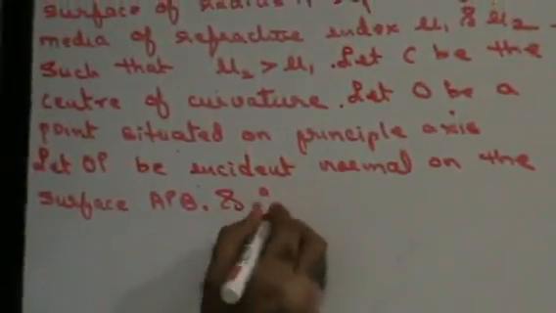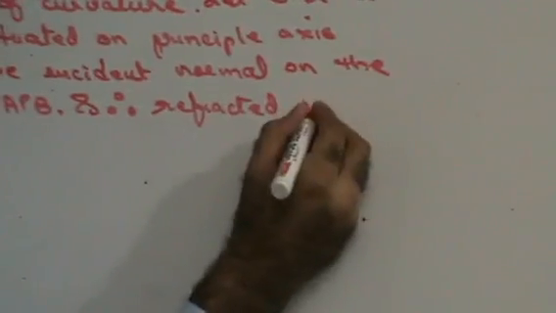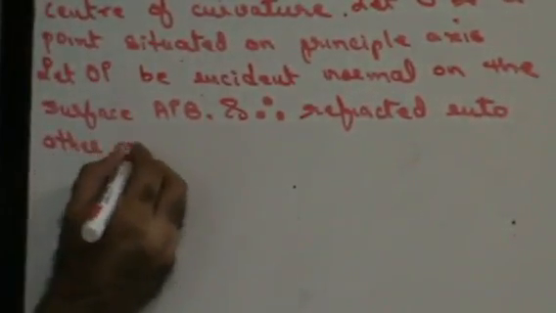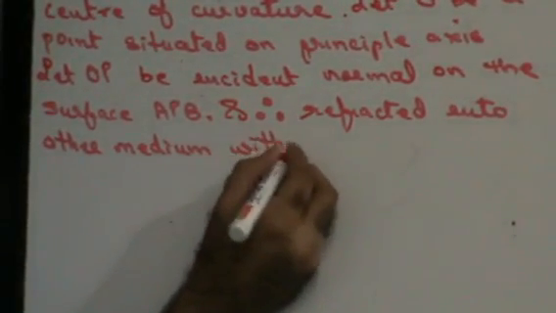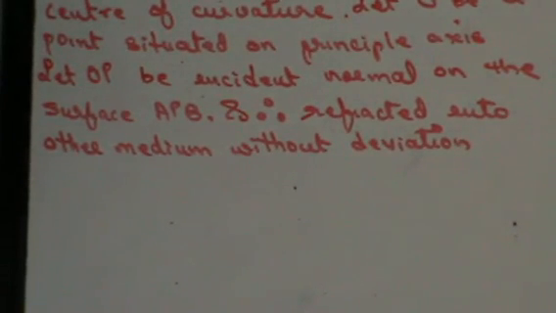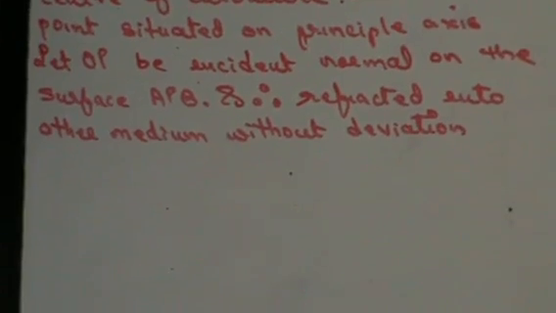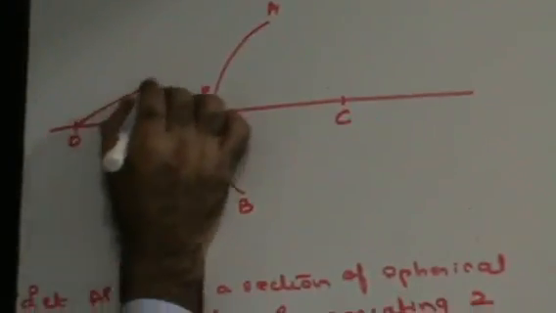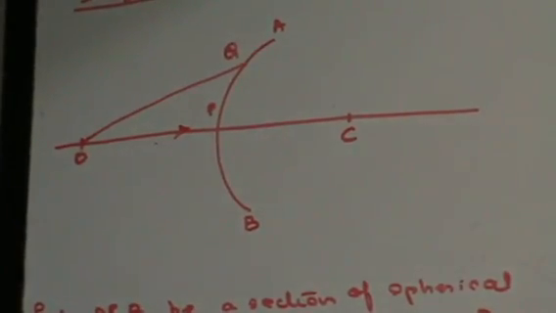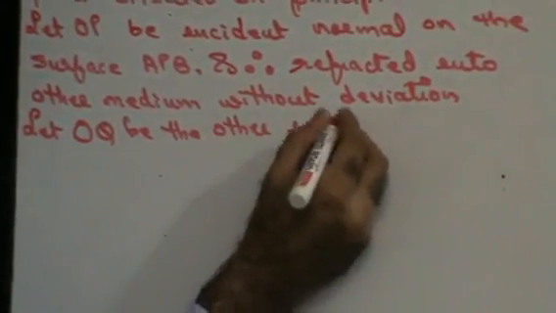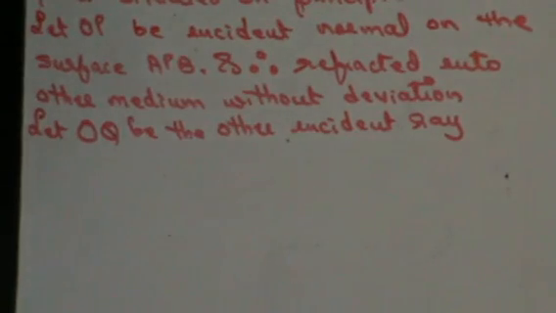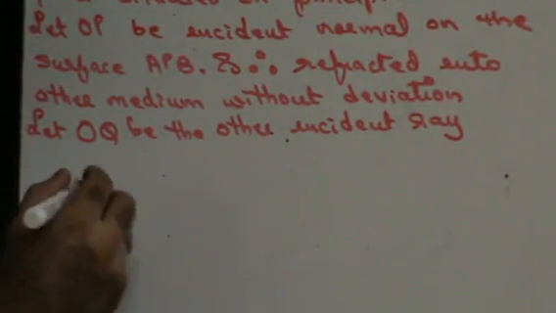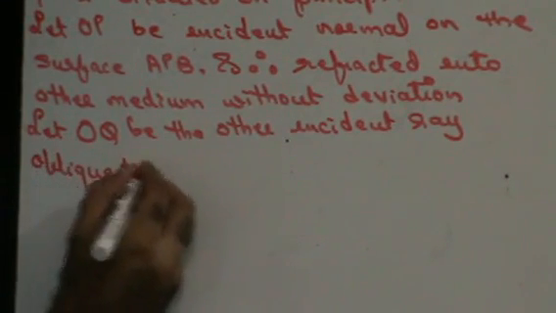It gets refracted into the other medium without any deviation. Let's assume that OQ is the other incident ray, oblique to the surface. This is OQ. So let OQ be the other incident ray oblique to the surface.